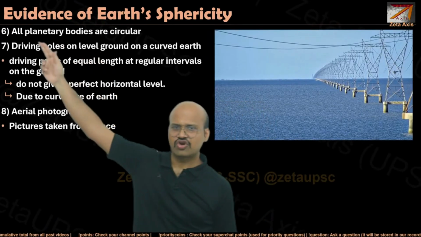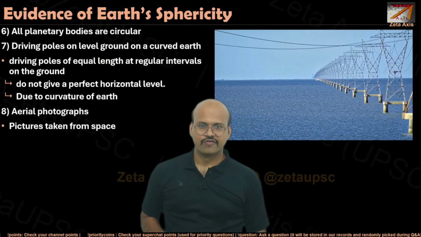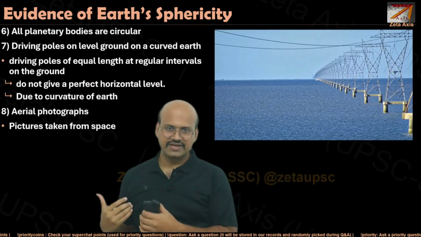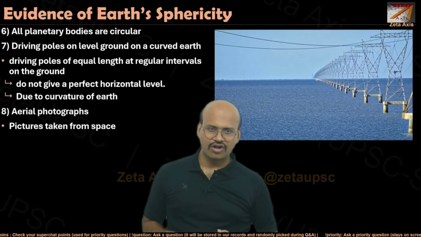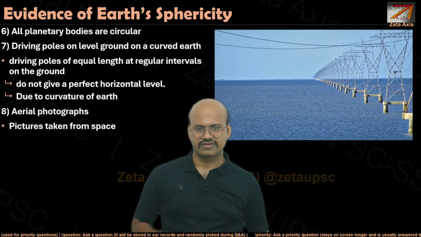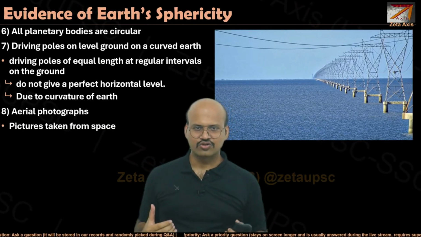Then another is that all planetary bodies are circular. Whatever was observed through telescopes, even the weaker telescopes present a few centuries ago, all those planetary objects were visible as spherical or circular. So if all those are circular or spherical, then our earth should also be spherical.